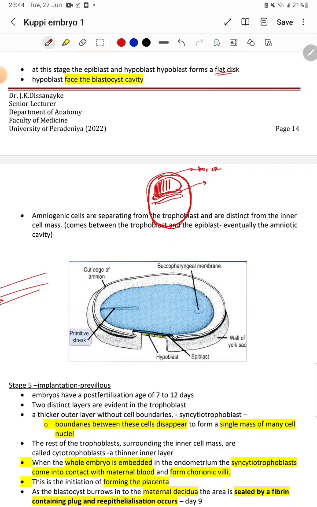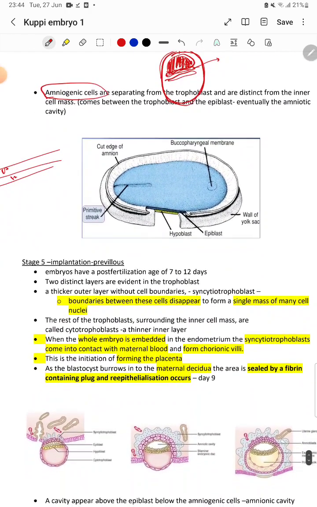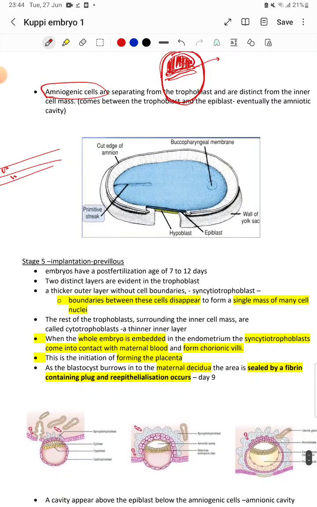So between the trophoblast and the epiblast, you have something known as the amniotic cavity being formed, and this is initially formed by amniogenic cells. Yeah, that's pretty much it. So that's that, I believe.